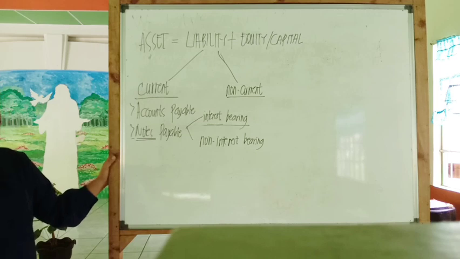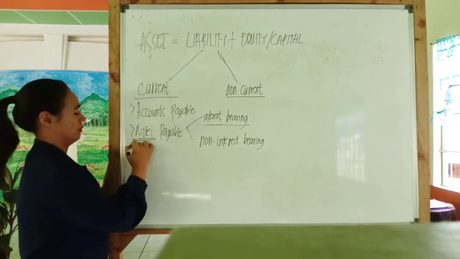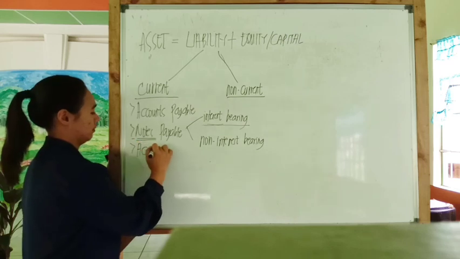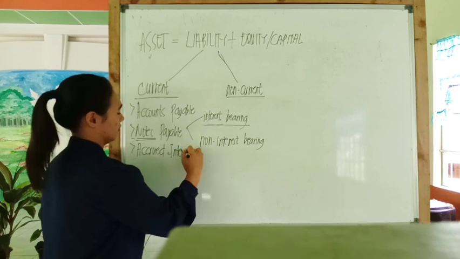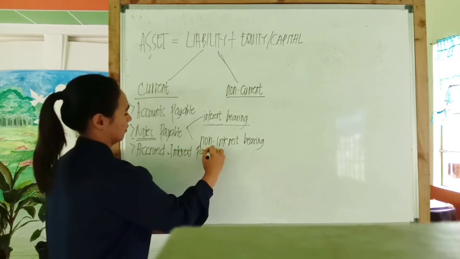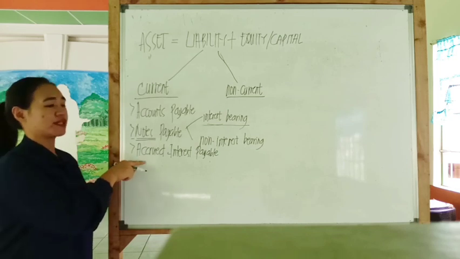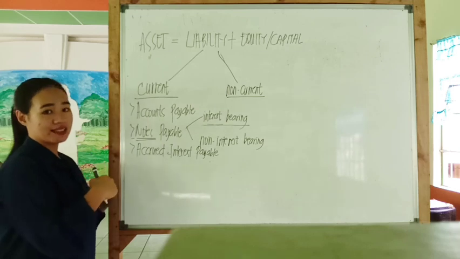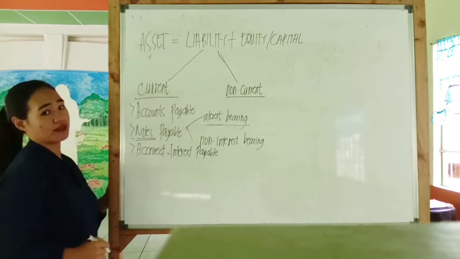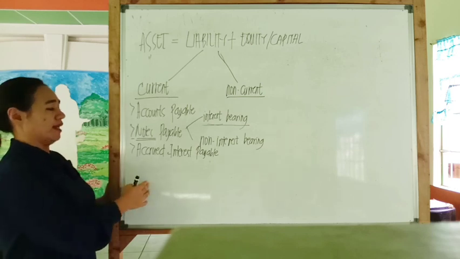Another example of your current liability is your accrued interest payable. So, sa accrued interest payable, tayo ang magbabayad dyan. Na-render na sa atin yung service and then hindi pa natin nababayaran. So, we are going to pay.